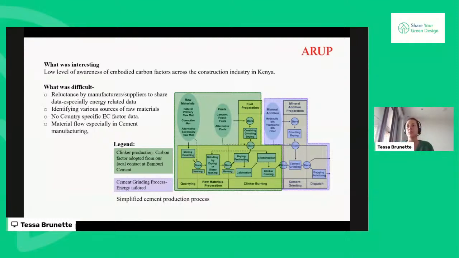It was also quite difficult to identify the sources of the different raw materials. And of course, because there is no country-specific energy factor for Kenya, that was a difficulty as well. And it was difficult just to follow the different processes. So we did do calculations for Kenya, and we used a lot of assumptions. But one of the things that I'm going to be talking about is the need for this to increase and to be done more. And of course, for us as an industry to work together to do that.